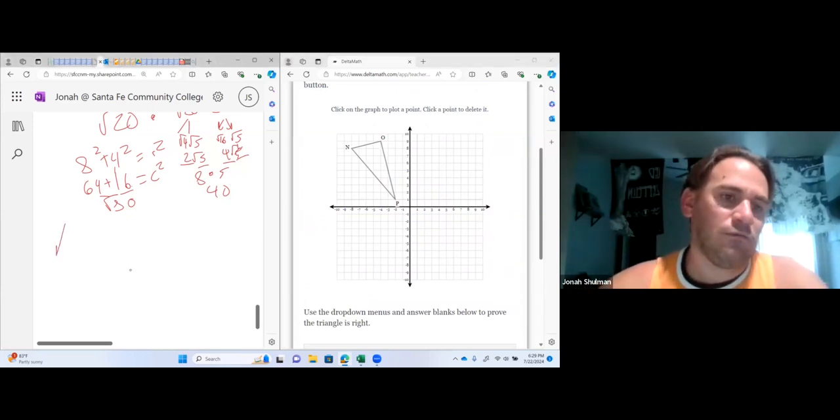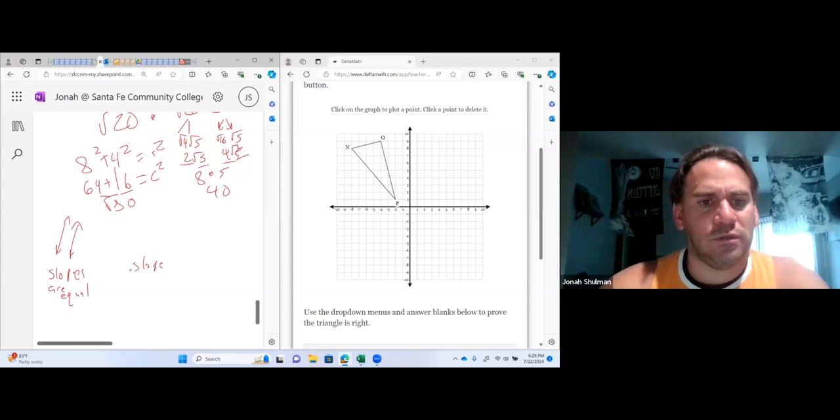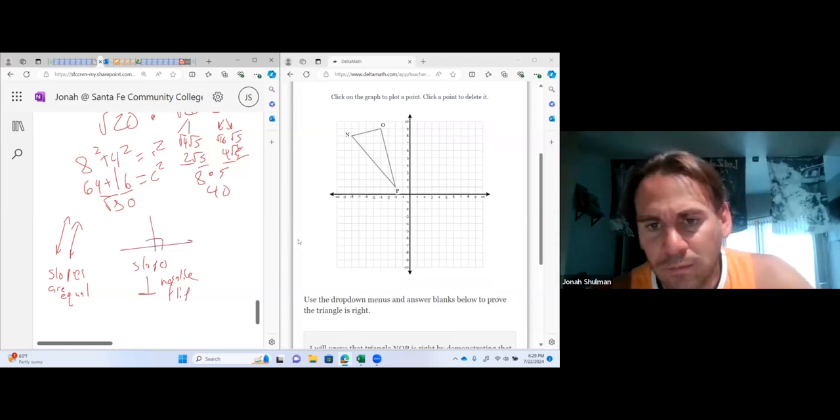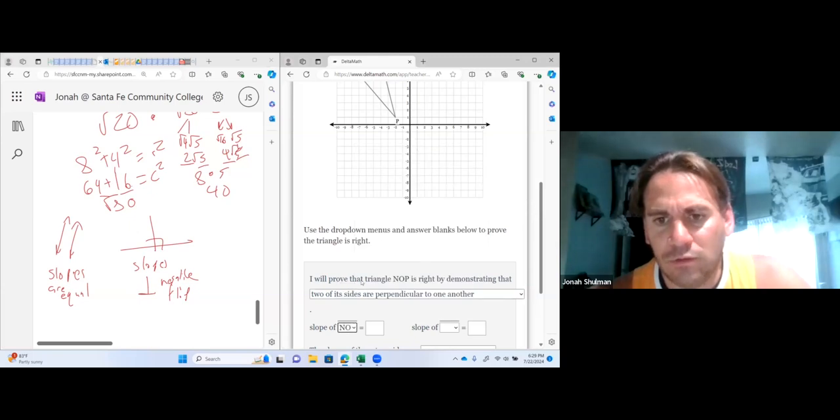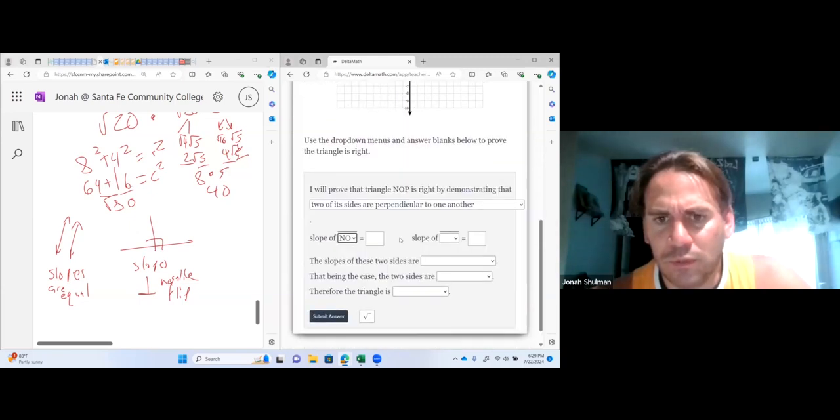So parallel, the slopes are equal. And this one, the slopes are perpendicular, so they're negative flips. And that's what we want to prove. We want to prove that NO is perpendicular to OP.